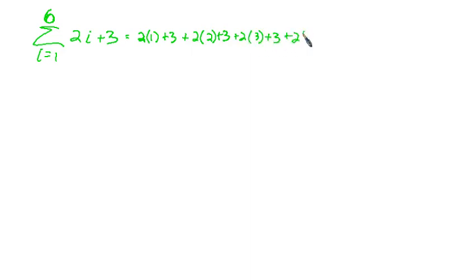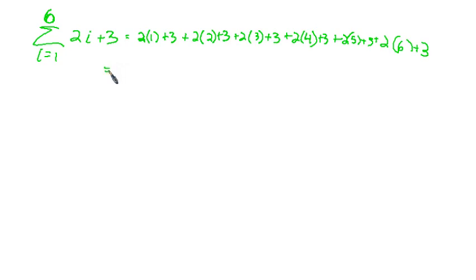So next, let's just keep on going with these examples. If we were to use the sum from i equals 1 to n of, let's say, 2i plus 3, let's see what happens then. Well, n is going to be 6 this time. So our first term will be 2 times 1 plus 3, plus 2 times 2 plus 3, plus 2 times 3 plus 3, plus 2 times 4 plus 3, plus 2 times 5 plus 3, plus 2 times 6 plus 3.